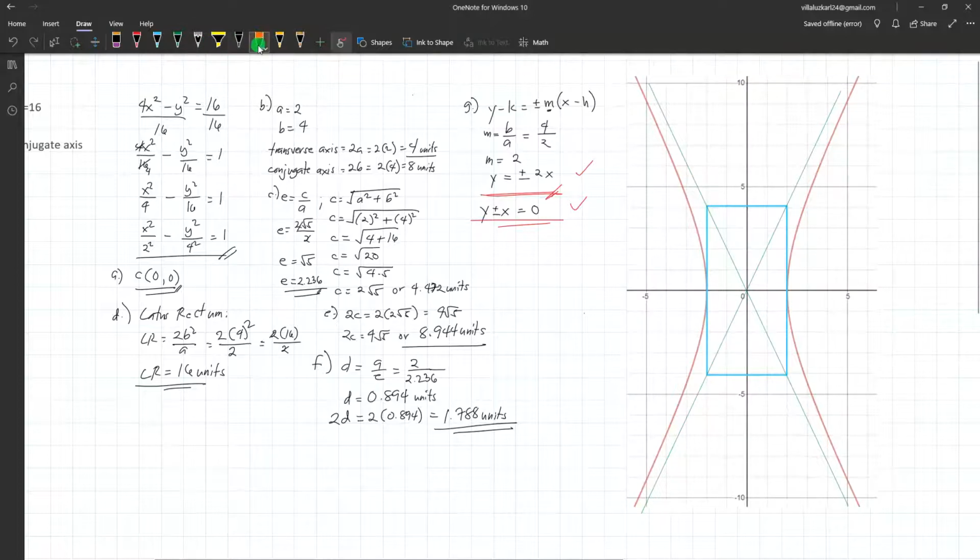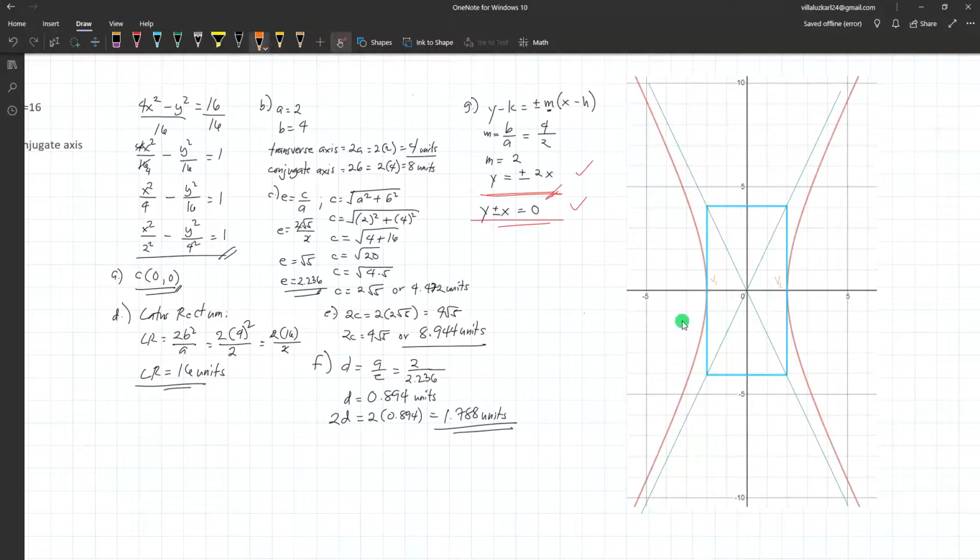So a, the distance of 2, should be measured from the center of the hyperbola, or since our center is at 0, 0, this is your origin. So measure 2 units. Since our transverse axis is along the horizontal, measure 2 units to the left and to the right. Now that's the location of your vertices, V1 and V2.